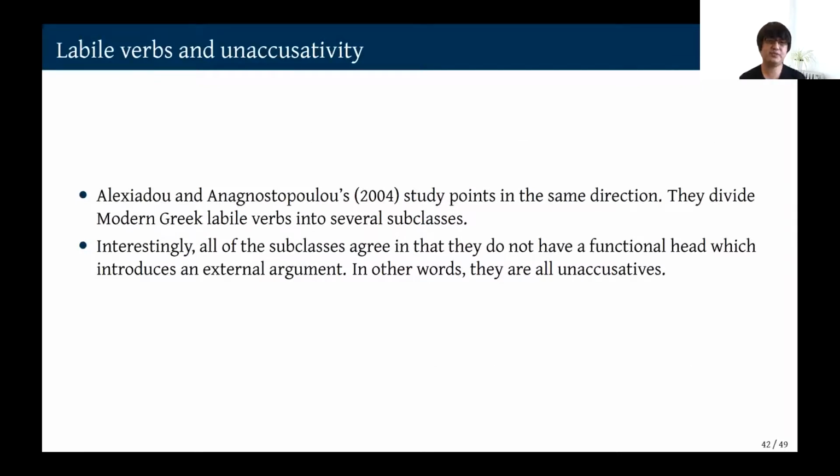Alexiadou and Anagnostopoulou's study also points in the same direction. They divide Modern Greek labile verbs into several subclasses. What is interesting here is that all of the subclasses agree in that they do not have a functional head which introduces an external argument. So in other words, they are all unaccusatives.